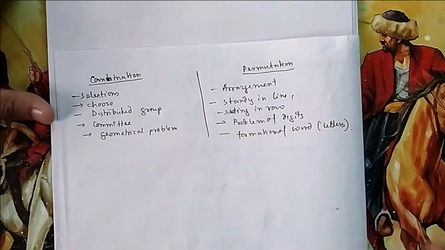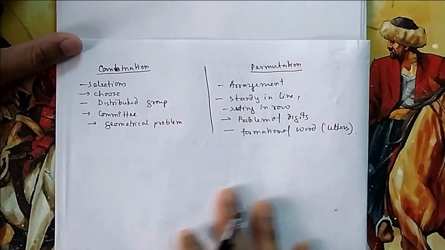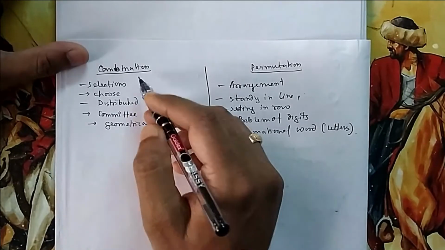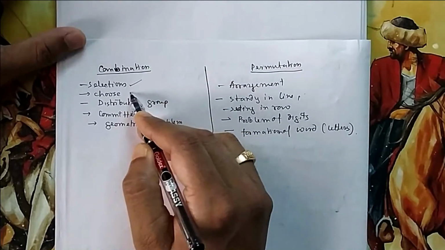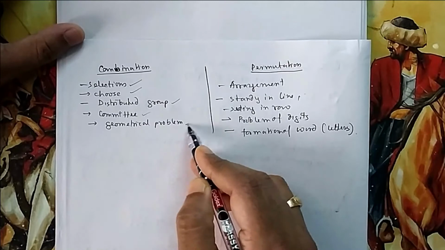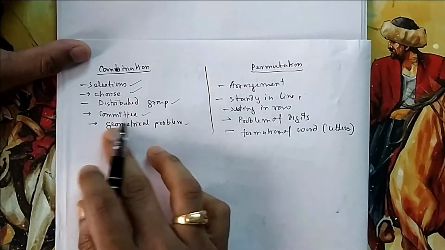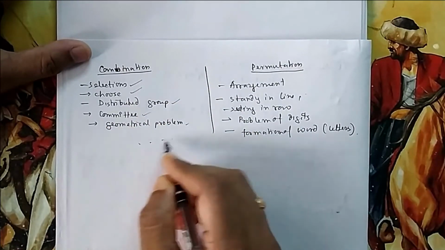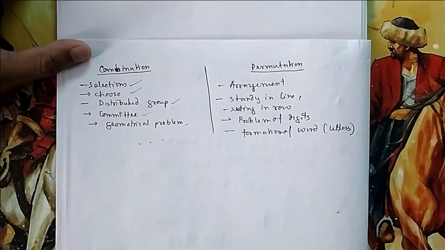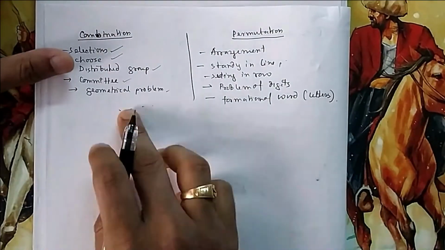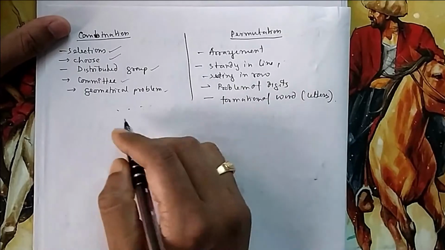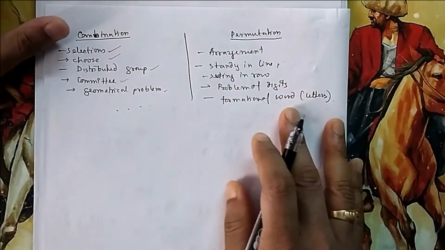Now there are some common terms where students generally get confused about which one is combination and which one is permutation. I also discussed this at the start. Anything related to selection, choosing, distribution, group, committee, or geometric problems all comes under combination. A geometric problem means there are 5 points and you ask how many straight lines you can form. All these things are possible using combination. You just select 2 points and that straight line will come. But if they are on the same line, then it will not come.